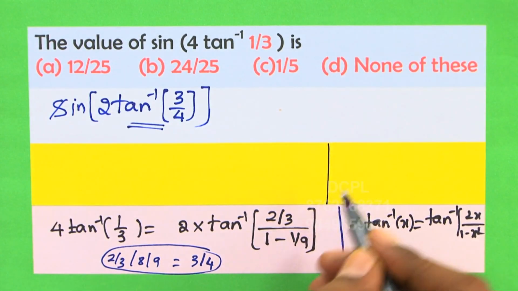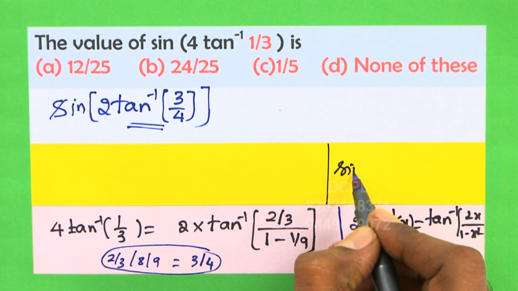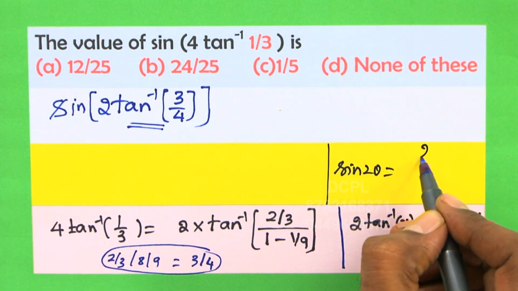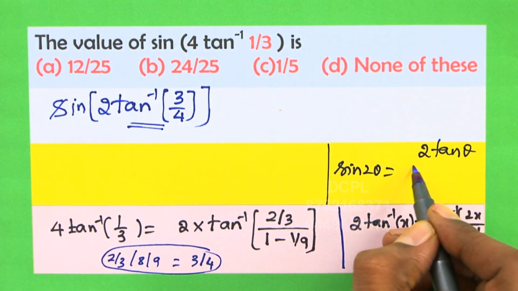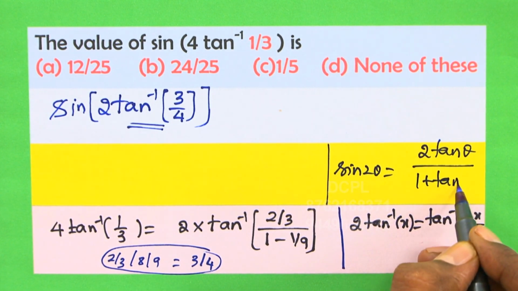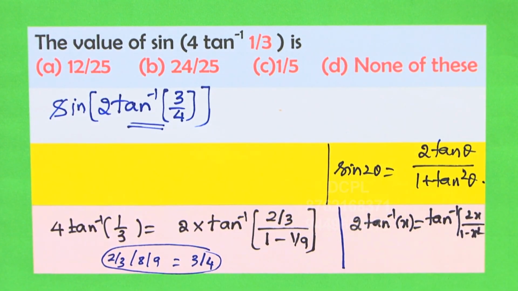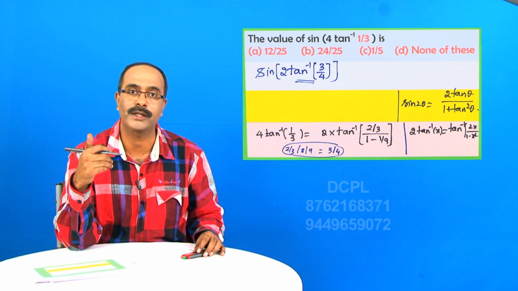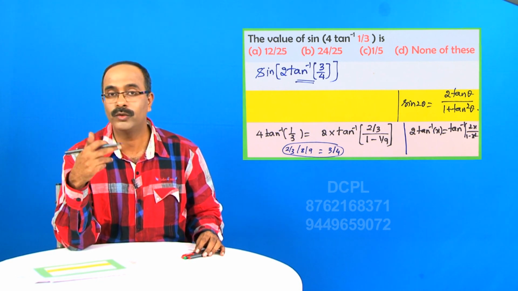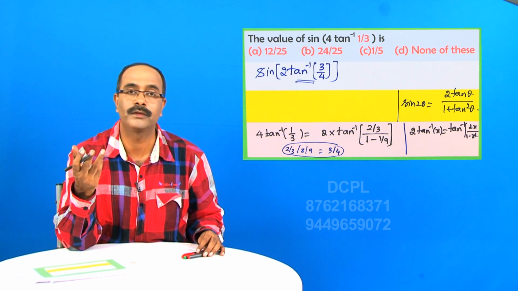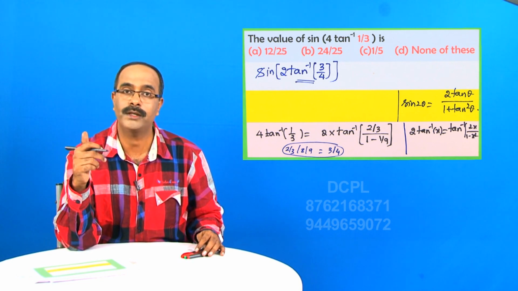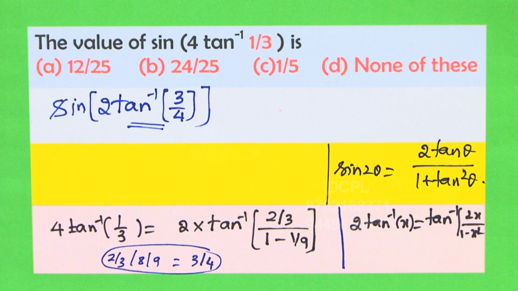See, sine of 2 theta is equal to 2 tan theta divided by 1 plus tan square theta. If it is 2 tan theta divided by 1 minus tan square theta, that is tan 2 theta. If it is 1 plus tan square theta, it is sine 2 theta. So sine 2 theta is 2 tan theta by 1 plus tan square theta.